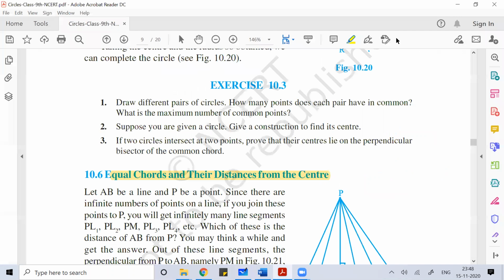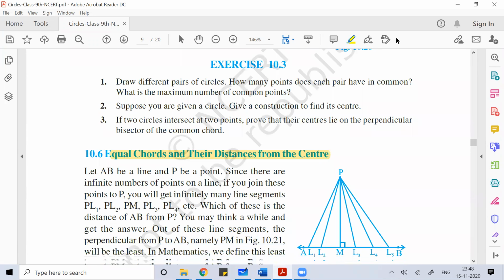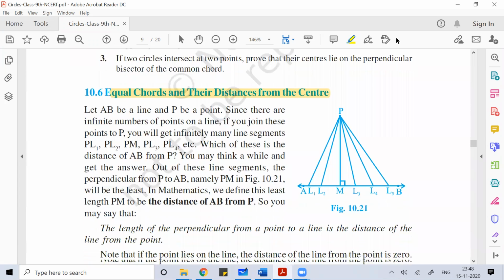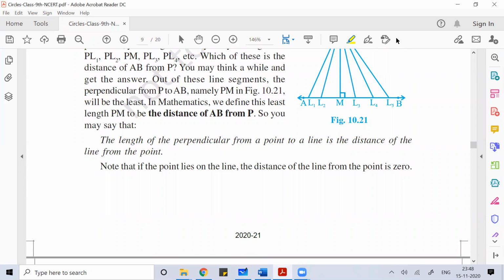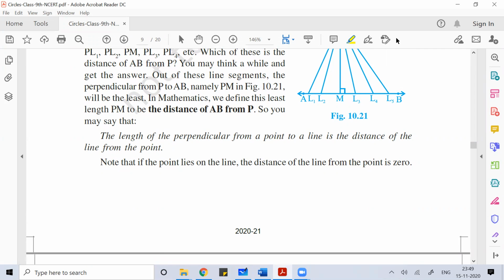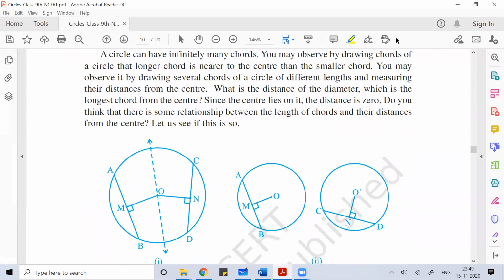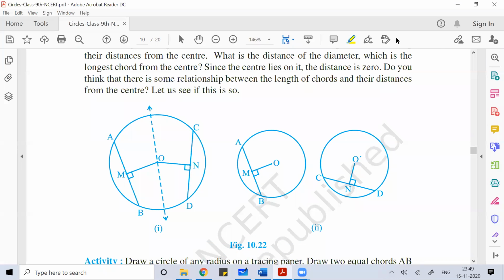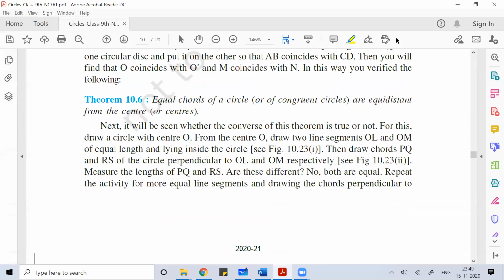Now, going further, here you need to understand that the length of the perpendicular from a point to a line is the distance of the line from the point. Whenever we talk about chords on the circle, equal chords of the circle subtend equal angles at the center, and if chords create equal angles at the center, then those chords are equal. We studied this in the previous sessions. Then remember that equal chords of a circle are equidistant from the center.